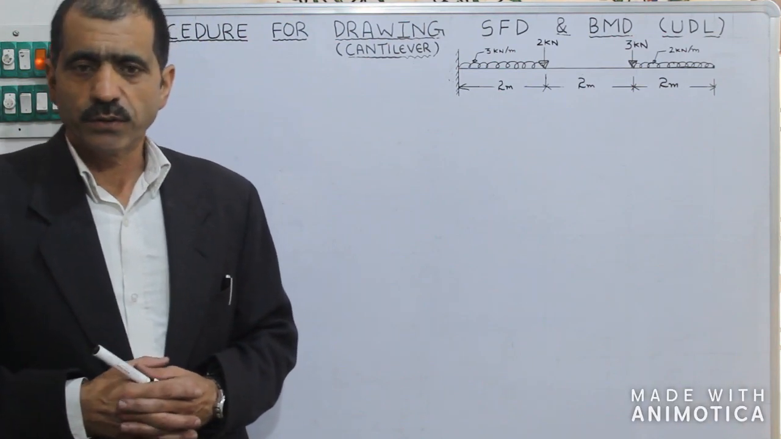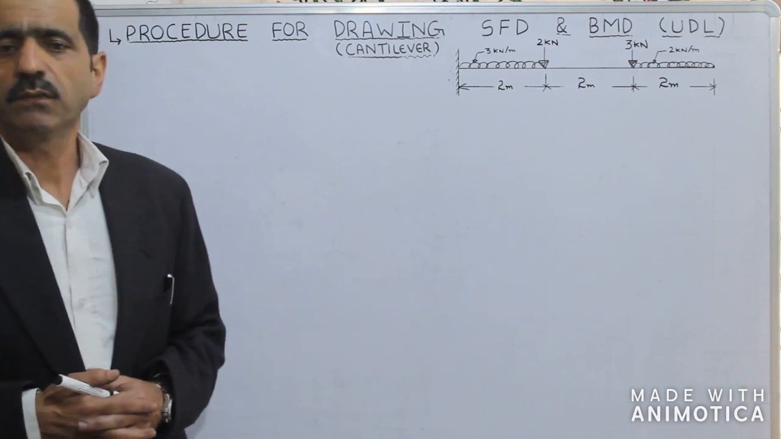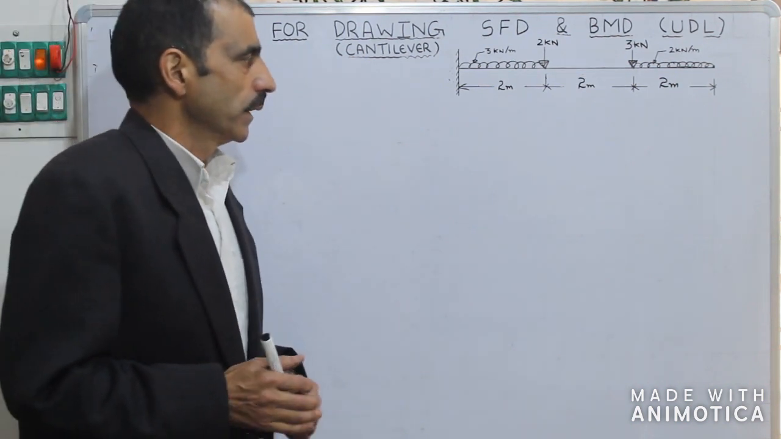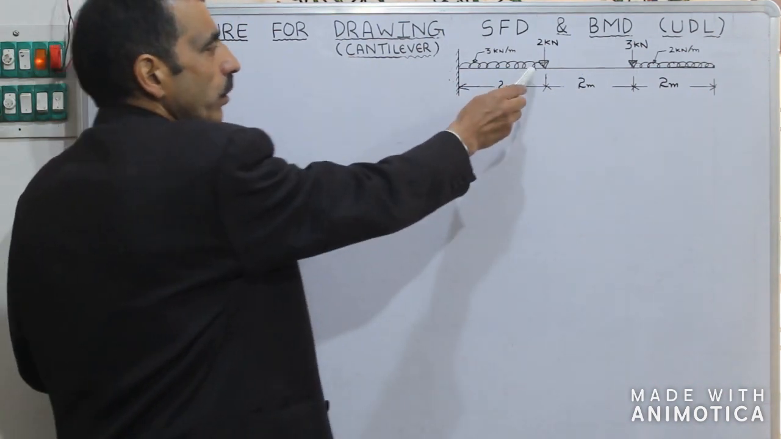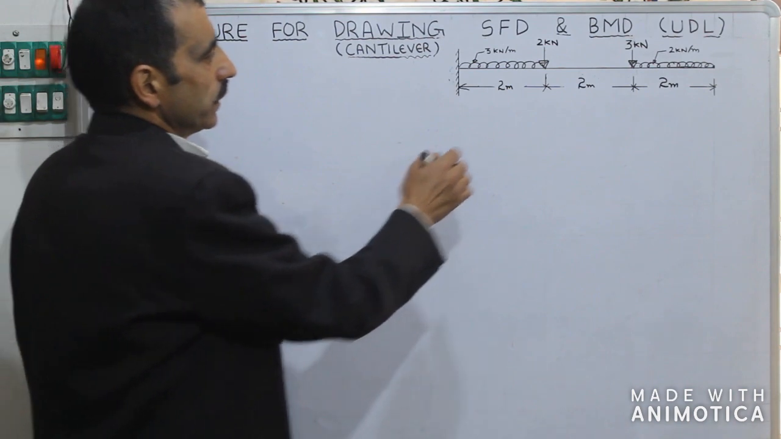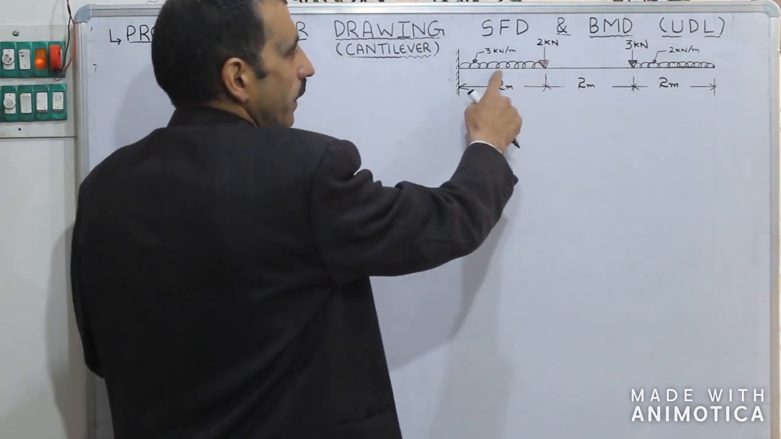Assalamu alaikum dear students. Today I will show you the detailed procedure to draw the shear force and bending moment diagram for a cantilever beam carrying both point loads as well as UDL. In this particular problem, there are two types of loads, point load and UDL.